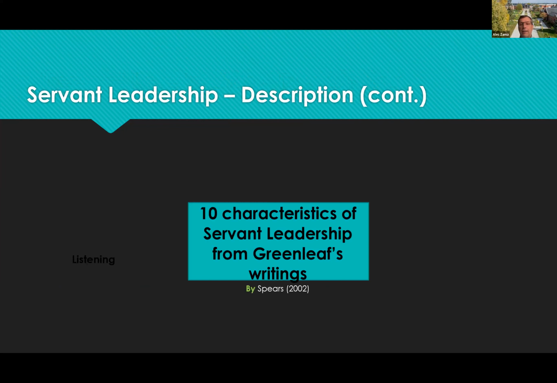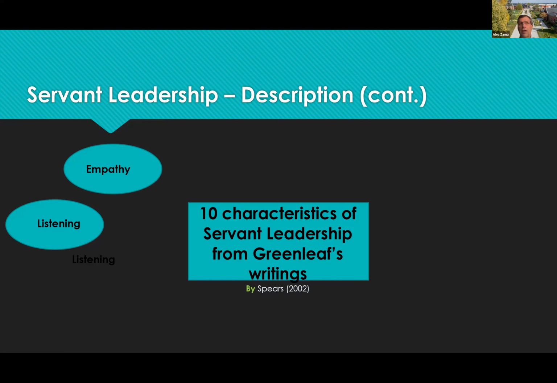Here are 10 characteristics of servant leadership from Greenleaf's writing. Spears reviewed his writings and came up with these 10 characteristics. The first one is that servant leaders tend to be good listeners. Listening is an important aspect of the behavior of a servant leader. If we look at servant leadership from the relational perspective, the relationship between leaders and followers, servant leaders must be good listeners and engage in active listening.